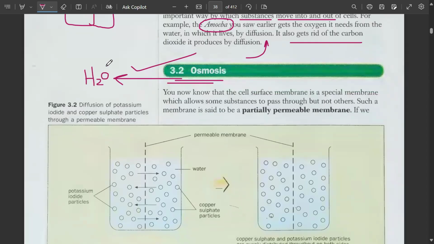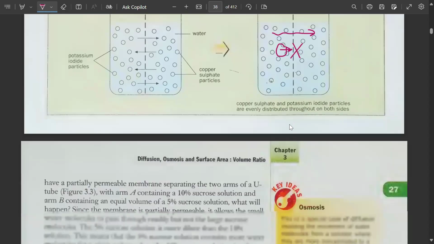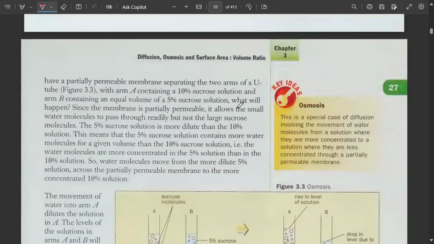और यहाँ पे हाई कॉन्सेंट्रेशन को हम नाम देंगे हाई वाटर पोटेंशियल का, and lower concentration would be known as a lower water potential, because we know that the cell surface membrane is a special membrane which allows some substances to pass through but not the others. इसलिए मेम्ब्रेन का नाम होता है पार्शली परमेबल मेम्ब्रेन. फॉर एग्जाम्पल स्मॉल पार्टिकल शायद गुजर जाए लेकिन जो बड़े पार्टिकल्स होंगे वो शायद ना गुजर पाए. दिस ब्रिंग्स द सिलेक्टिव प्रॉपर्टीज ऑफ द मेम्ब्रेन.